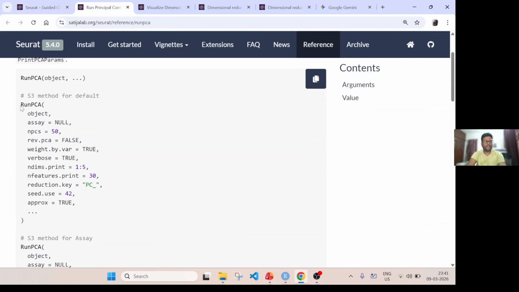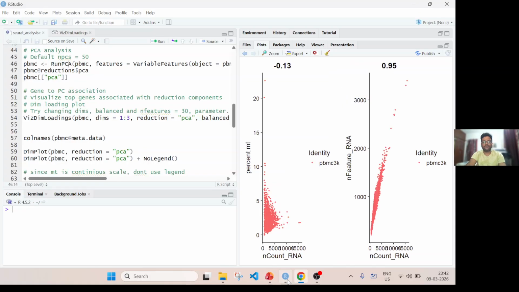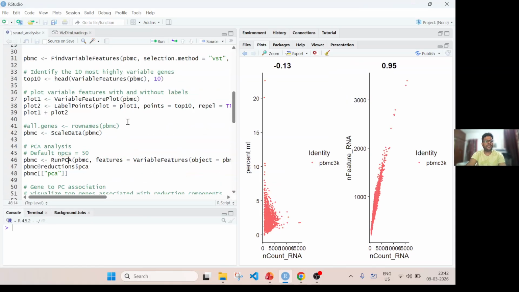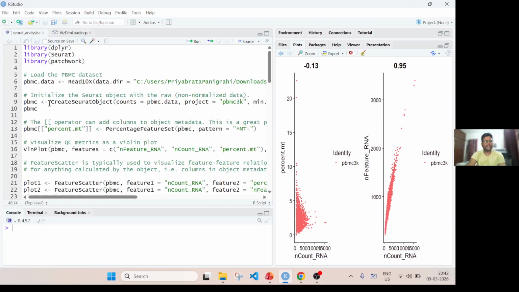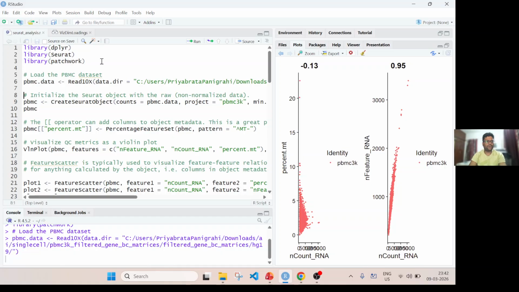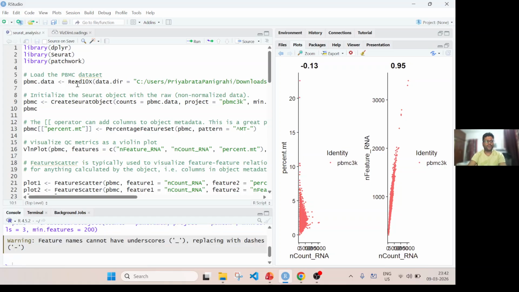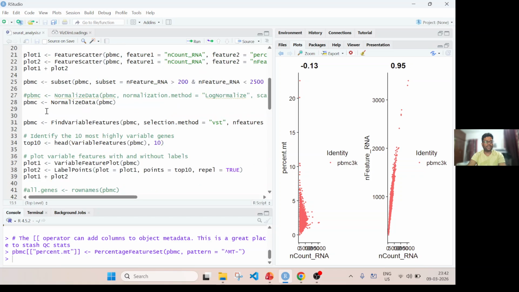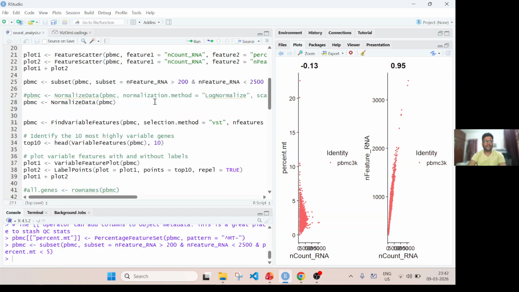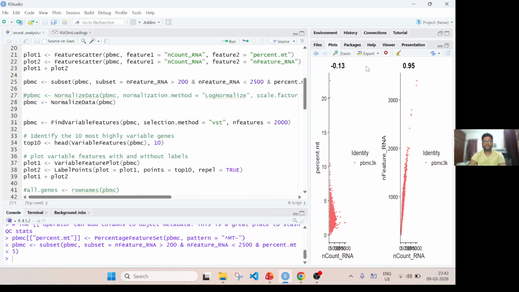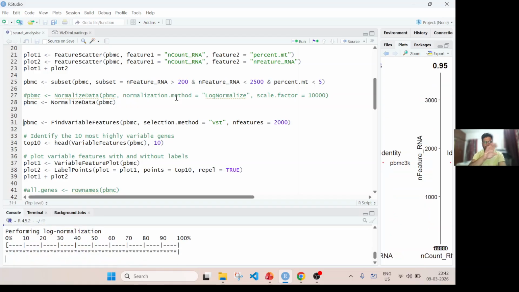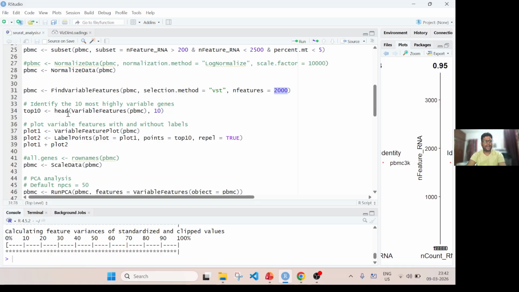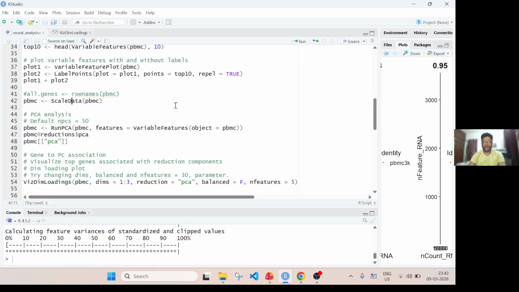It has some other parameters that we will explore. Now let's jump to the practical. I have already done the previous steps, but I can quickly show them. You load the library, load the data, then create the Seurat object, then calculate the mitochondrial percentage, and these are the plots. Then we need to filter, which is the filtering we are doing here, and this is the normalization. Now we find the top 2,000 variable genes, and here we do the scaling.